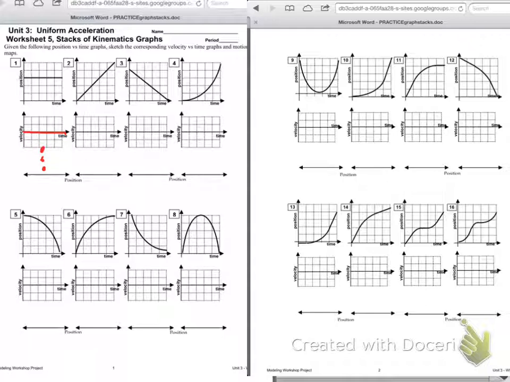Number two, we see a constant linear velocity right here. So we've got a little bit of CLV working for us. And since that is a constant velocity, that means that on our velocity time graph, we can just go ahead and draw that.